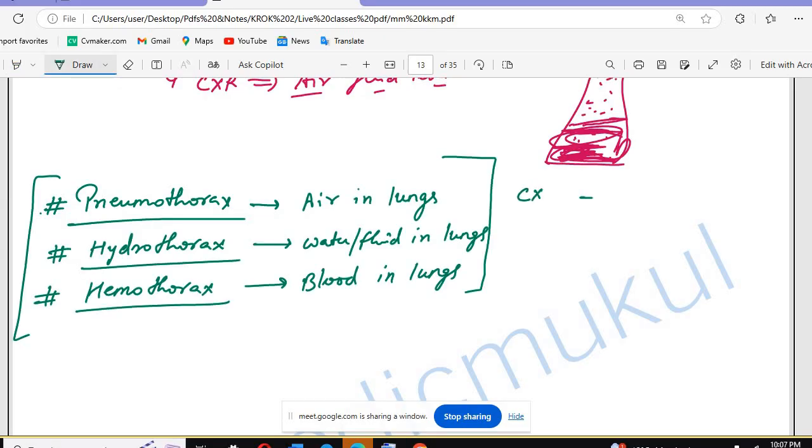Air on chest X-ray will look black, and water or any fluid will look white. Fluid will be white.